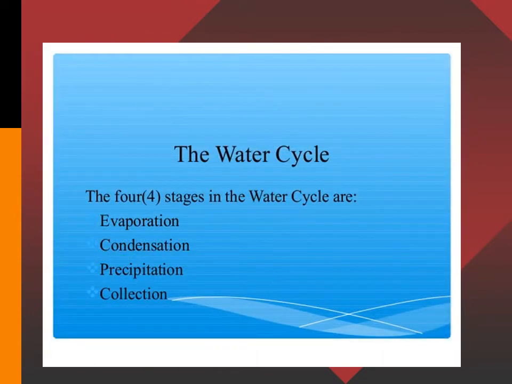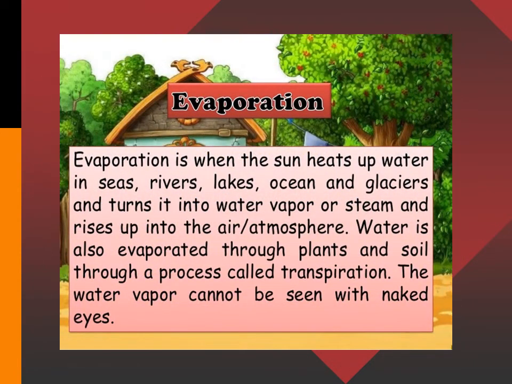So, what are the four steps of the water cycle? Evaporation, condensation, precipitation and storage or collection. Let's discuss one by one. Maybe you studied in our previous classes. So the first step of the water cycle is evaporation.